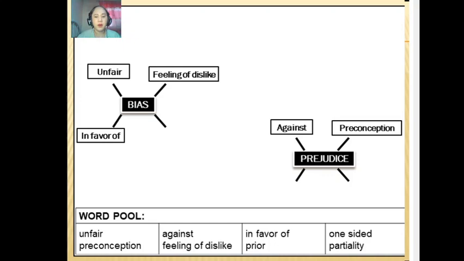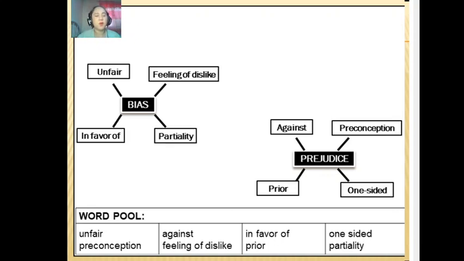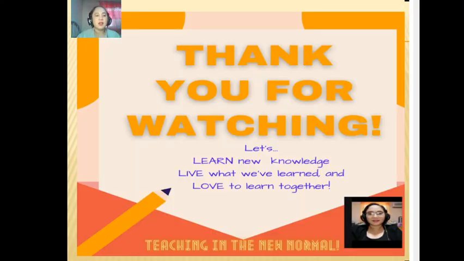How about prior? Meaning you haven't tested or you don't have any valid reason but you already have a judgment towards that person. Yes, prior is prejudice. How about being one-sided? Yes, being one-sided is prejudice. And partiality, of course, is being biased. Now, let's see if you understand the difference between bias and prejudice. Let's go to our activity sheets and answer it.